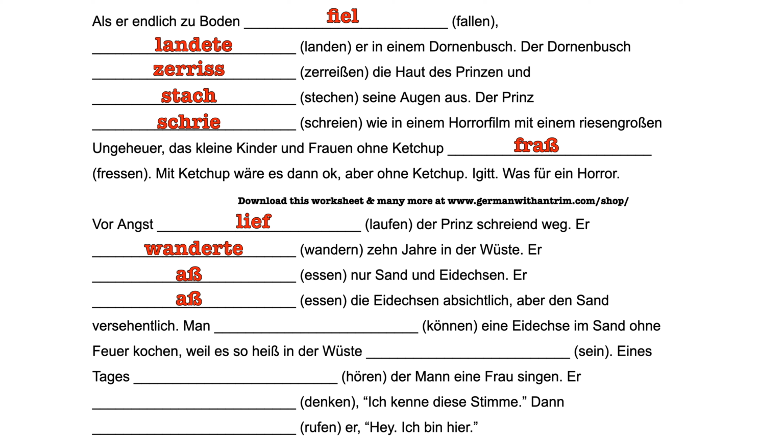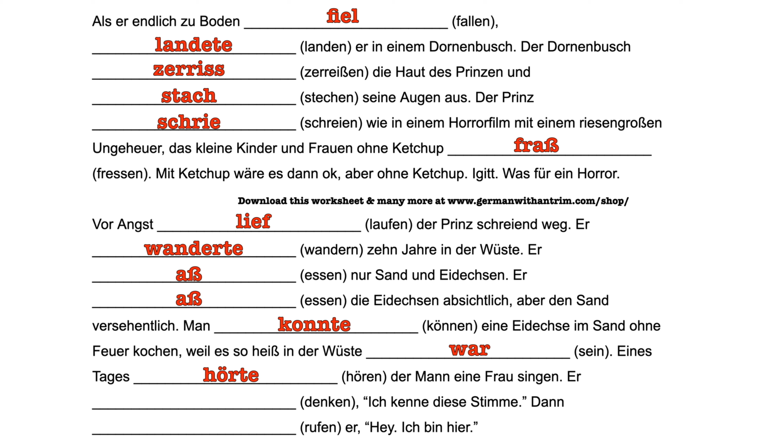Man, in a form of können. A long time ago, earlier in this whole thing, we were talking about the verb können, and we used konnte. Man konnte eine Eidechse im Sand ohne Feuer kochen, weil es so heiß in der Wüste. In a form of sein, the same one that we've been using. Es is our subject, so we still use war. Man konnte eine Eidechse im Sand ohne Feuer kochen, weil es so heiß in der Wüste war. So you could cook a lizard in sand without a fire because it was so hot. Eines Tages, in the form of hören, I believe we had this verb earlier, it is hörte, der Mann eine Frau singen.